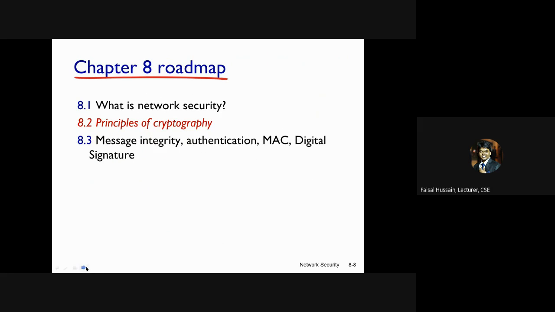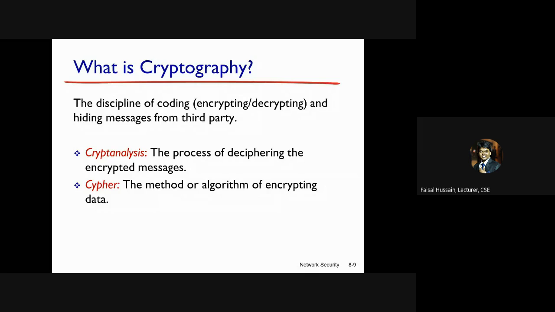Now we'll talk about principles of cryptography. So cryptography is the discipline of coding or encrypting or decrypting, or hiding the message from a third party. Two important terms are cryptanalysis, which is the process of deciphering the encrypted message, and cipher, which is a method or algorithm of encrypting the data.